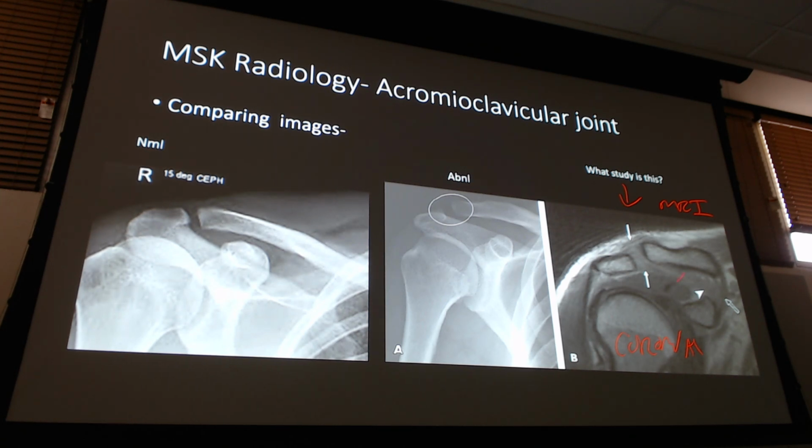Here's what an MRI looks like. This is the AC joint. You can see that it doesn't really give us much more information right now. The only people that are going to order MRIs on the AC joints typically are going to be your ortho folks if they're considering surgery or not. You'll learn more about that in ortho.